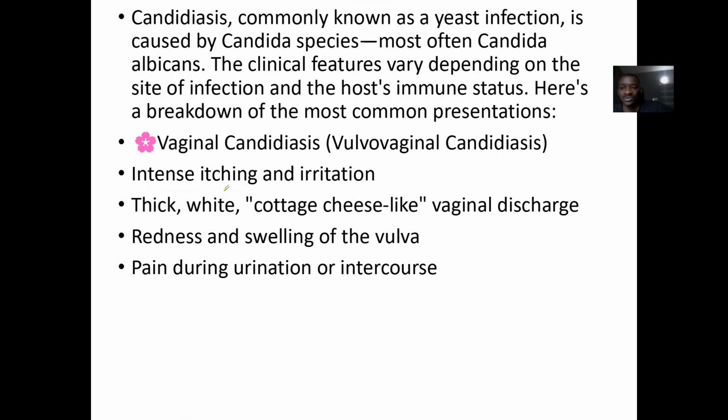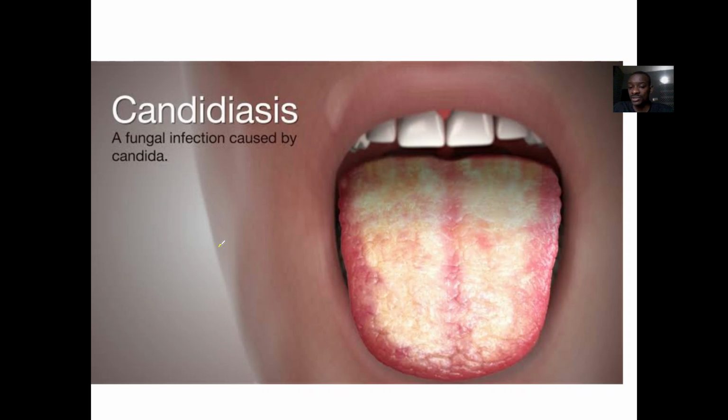Sometimes it comes up with intense itching and irritation in the vagina. So the patient can be discharging vaginal discharge that is whitish, known as cottage cheese. Sometimes there's redness and swelling on the outside of the vagina, that's the vulva. Sometimes there's pain when they try to have sex, okay, or urinate.